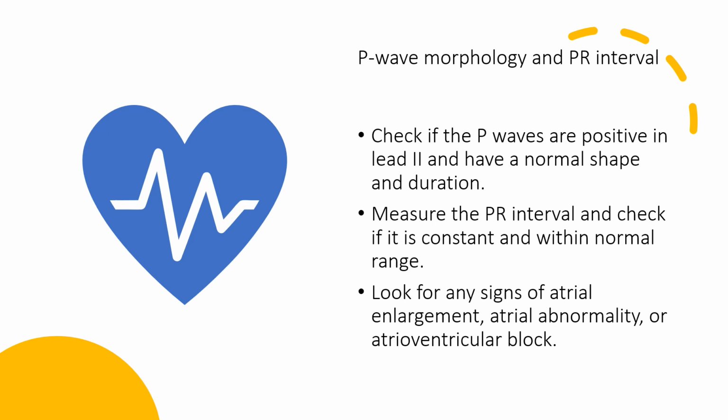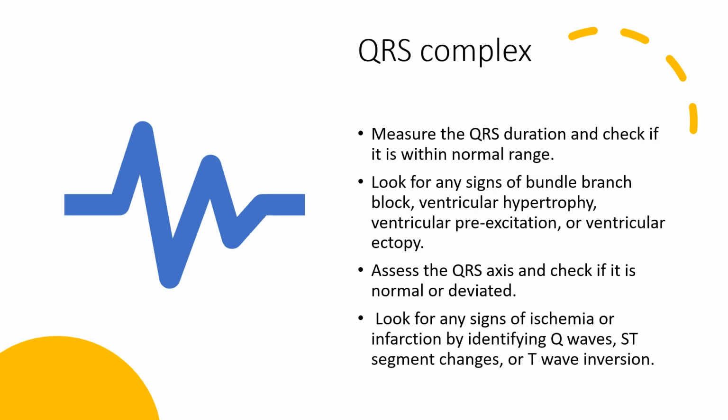Second, P wave morphology and PR interval. Check if the P waves are positive in lead 2 and have a normal shape and duration. Measure the PR interval and check if it is constant and within normal range. Look for any signs of atrial enlargement, atrial abnormality, or atrioventricular block.